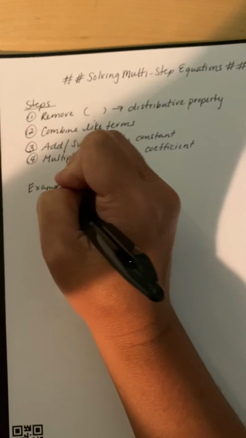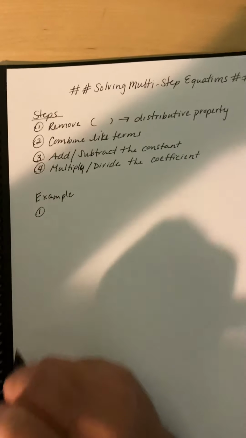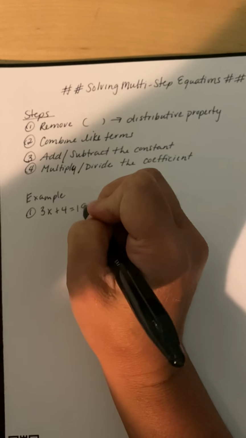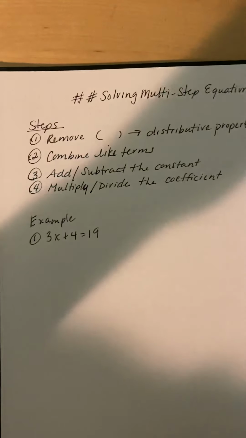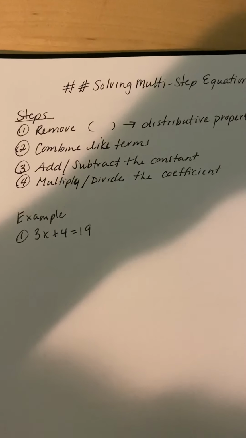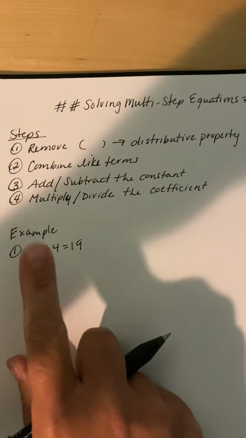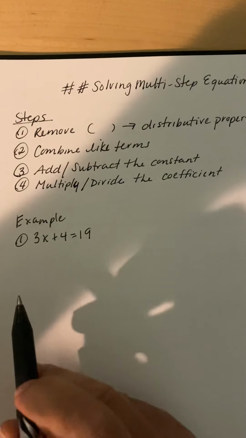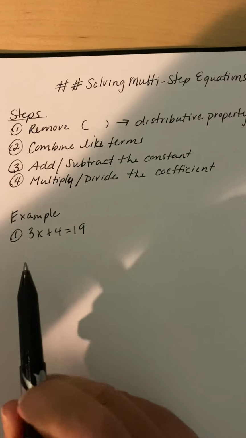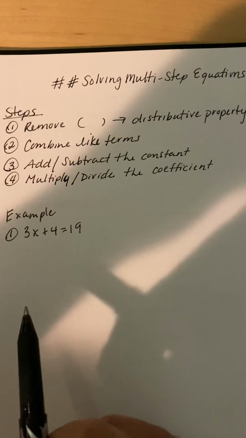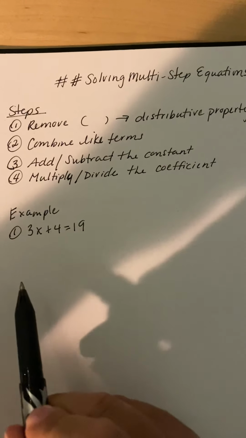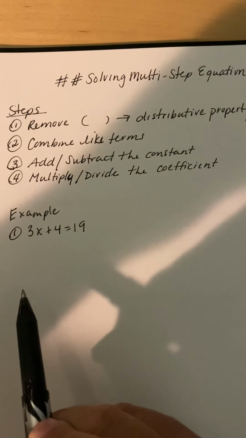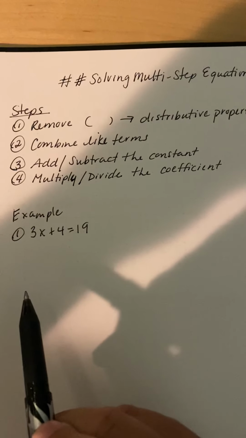With this first example, we are going to do 3x plus 4 equals 19. All right, so with this problem right here, you want to follow your steps. I'm just going to start with a two-step equation just to refresh your memory on what to do. So with this one, you want to see if you have any parentheses, which there aren't any. Number 2, combine like terms. There's nothing to combine. So we're going to move on to the third step, add or subtract the constant.